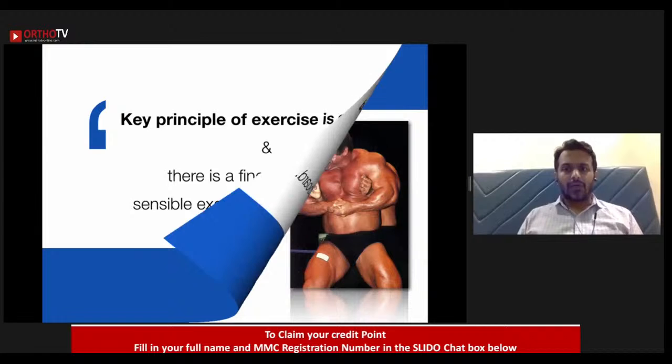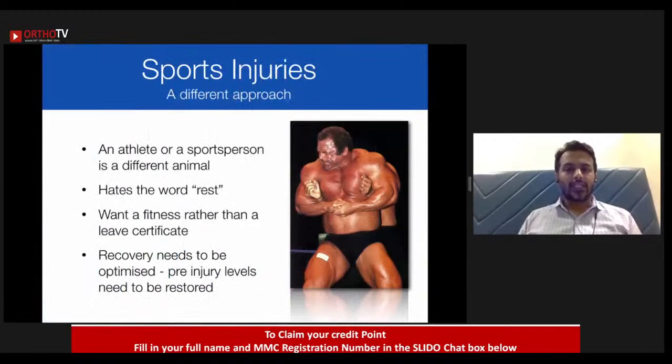And it's important to have a team of doctors. So you need to understand that the athlete or the sports person is a different animal. He hates the word rest, and he would rather come to you wanting a fitness certificate than a leave certificate. And recovery needs to be optimized for pre-injury levels to be restored.